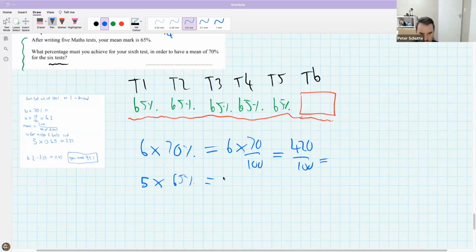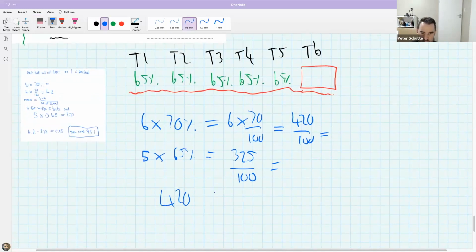So 5 times 65 is going to be 325 over 100. So that's how many marks I've got so far. I've got 325 marks, and each of the tests were out of 100. I need 420. What's the difference between 420 and 325? Well, it seems to me like it's 95. And where you get those marks, the tests are all out of 100.